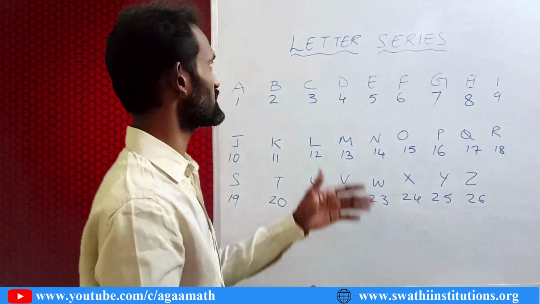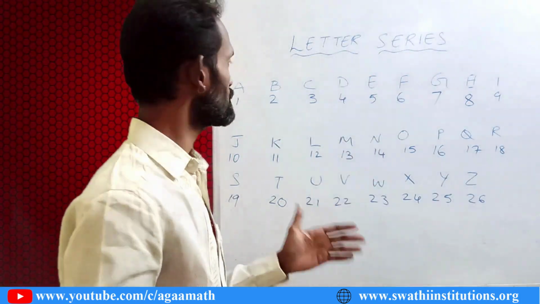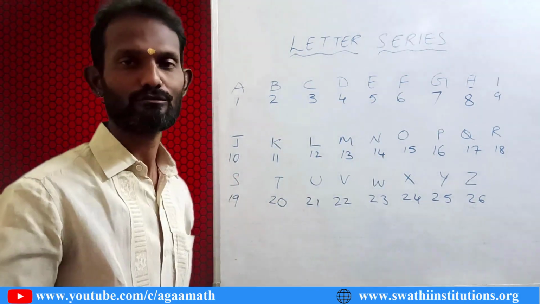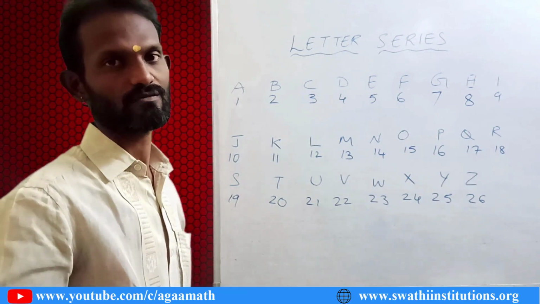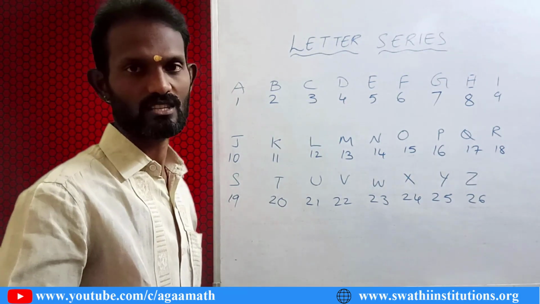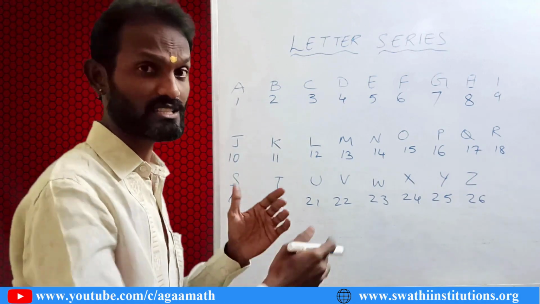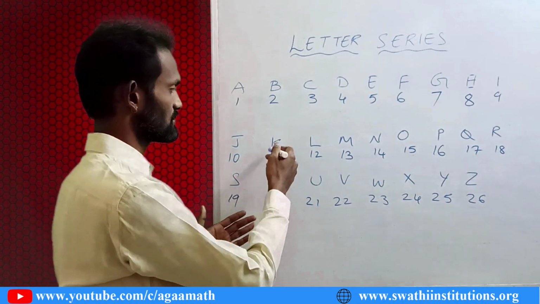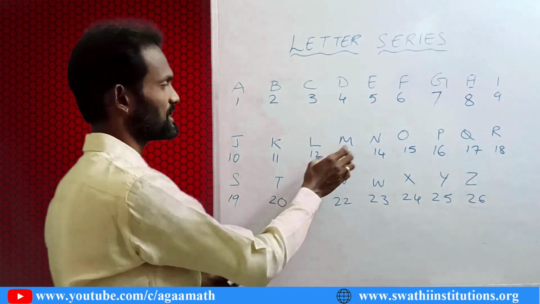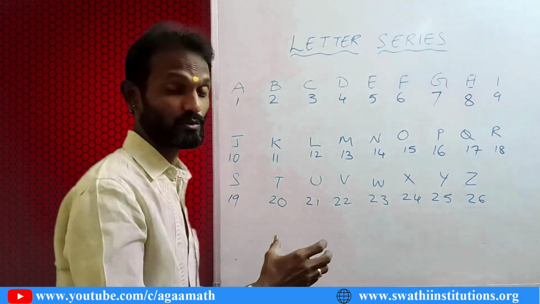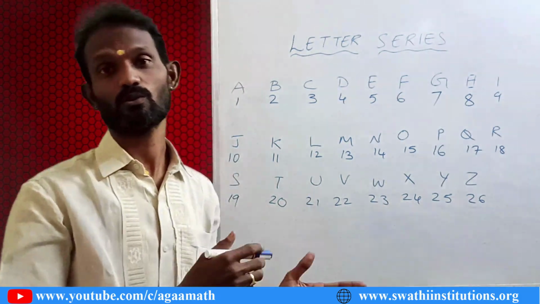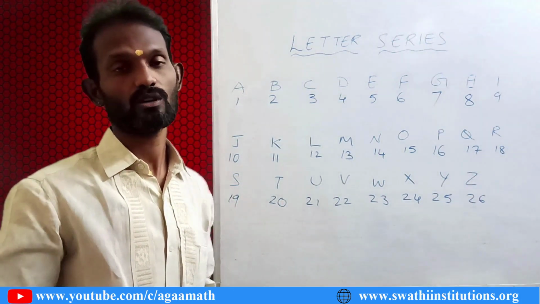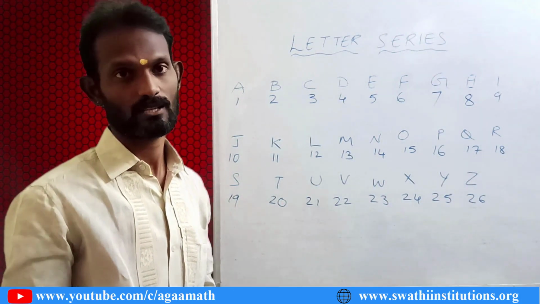To better understand the letter series, first of all you should know the positions of the alphabets. Like A1, B2, C3, D4, E5. F is 6, that is fix. G7, H8. So we can say easily I9, J10, K11, L12. When the minimum positions of the letters are known, it is easy to find and understand the letter series. Now we go with the next.